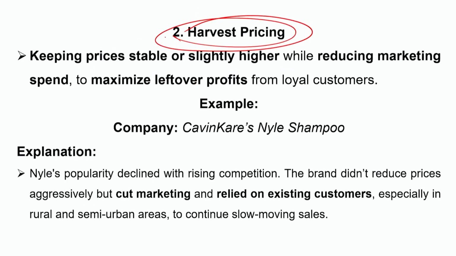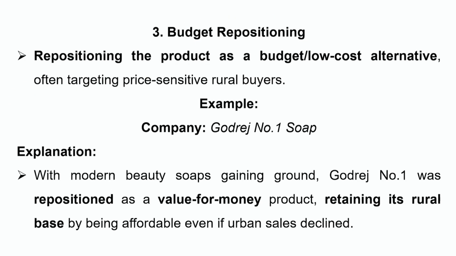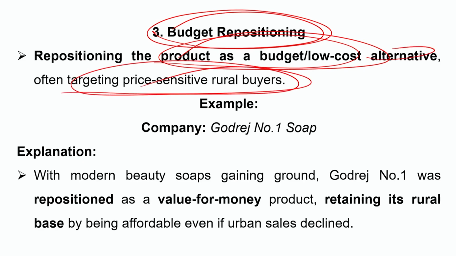Harvest pricing: keep price stable and slightly higher while reducing marketing spend. Don't do promotion. Don't waste money on that because your product is in the decline stage. Don't do that. Budget repositioning: repositioning the product as a budget, low-cost alternative, often targeting price sensitive rural buyers.